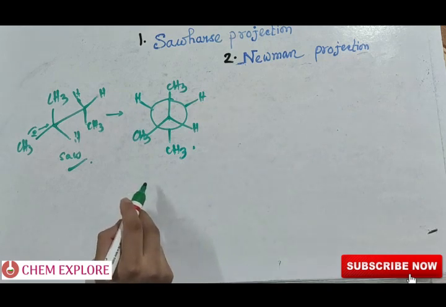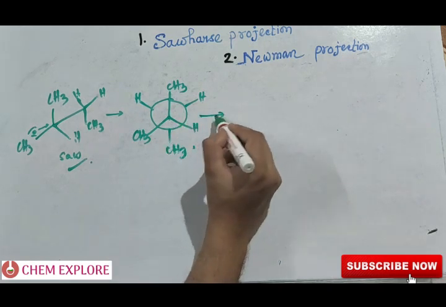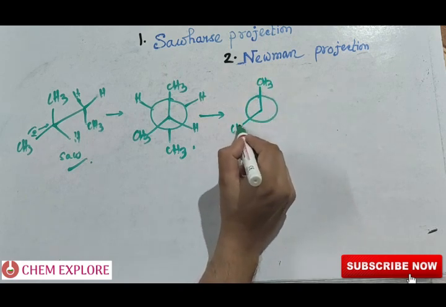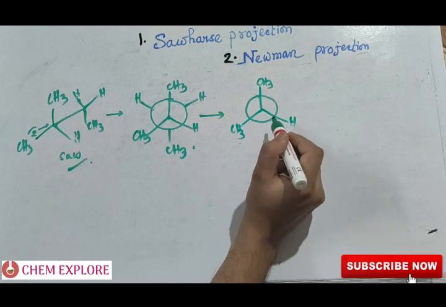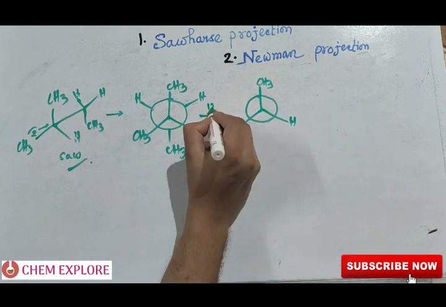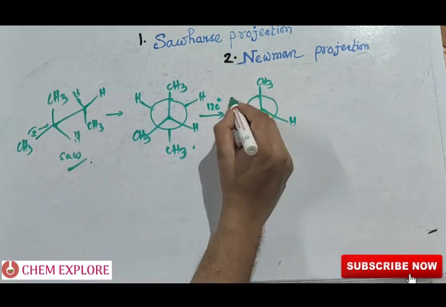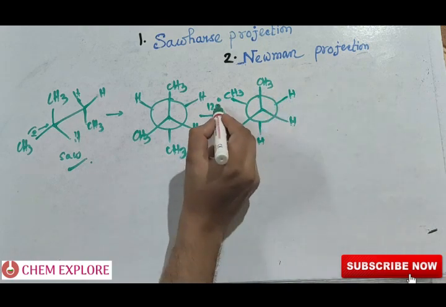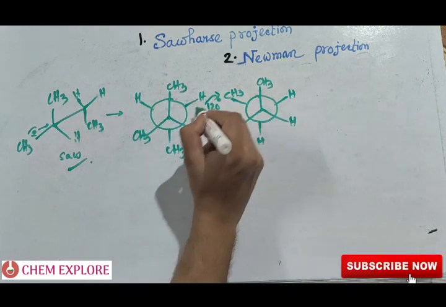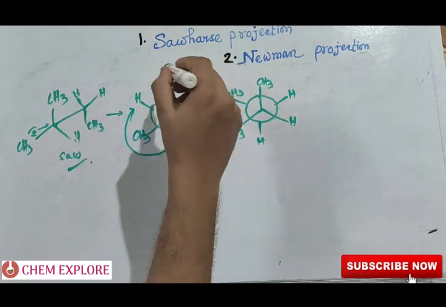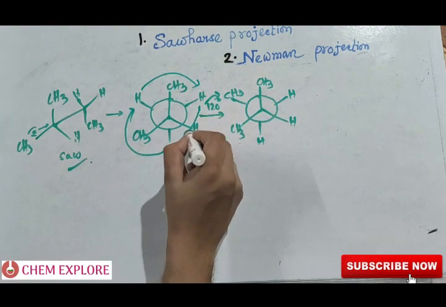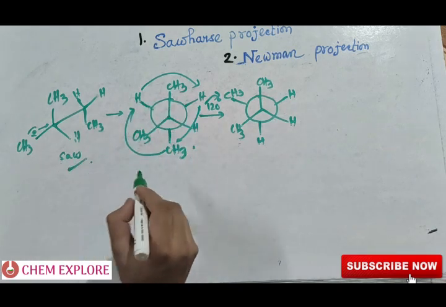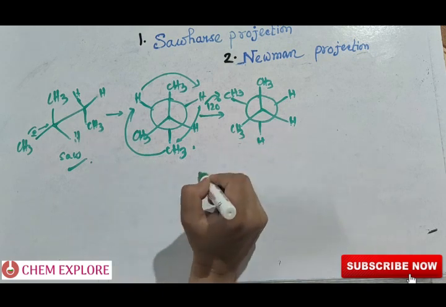Okay, now what you can do is rotate the back side. We can rotate this back side by 120 degrees. If you rotate like this by 120 degrees, you will get this. This is a clockwise rotation. So this will go here and this hydrogen will go here, this hydrogen will go here, because the angle between this hydrogen and this methyl is how much? 120, right? So this is 120 degrees.